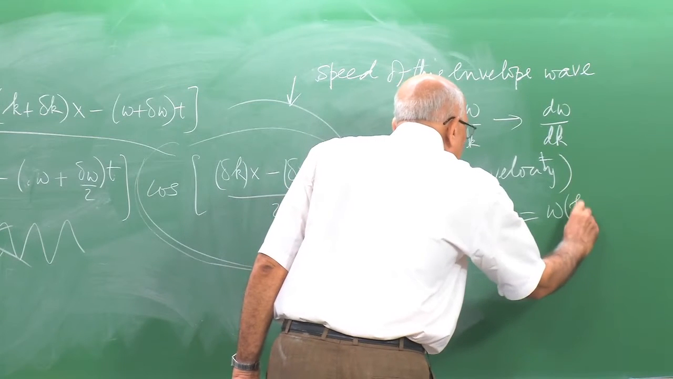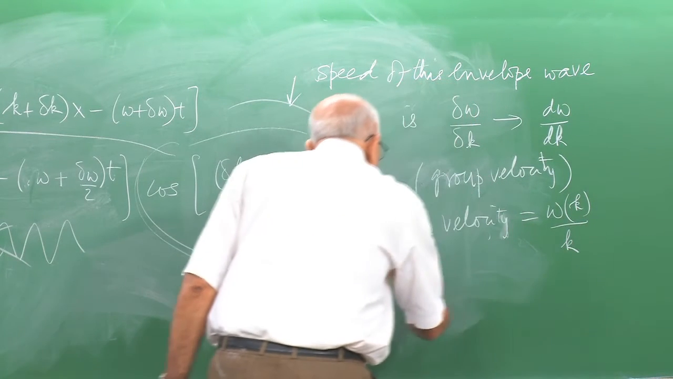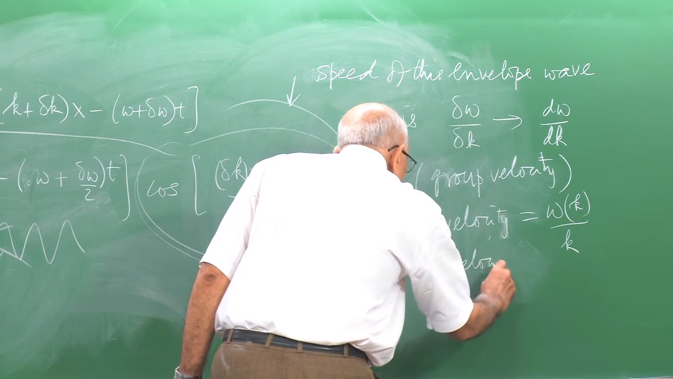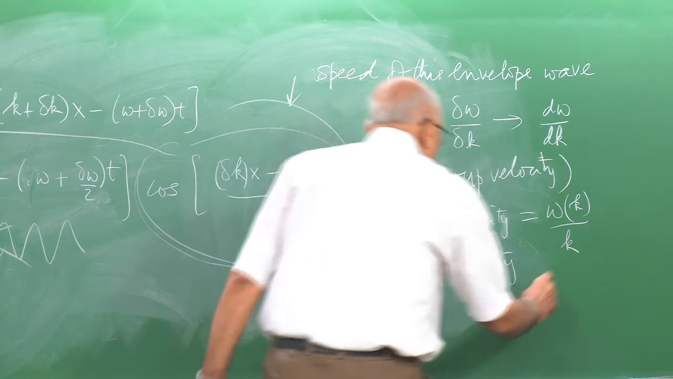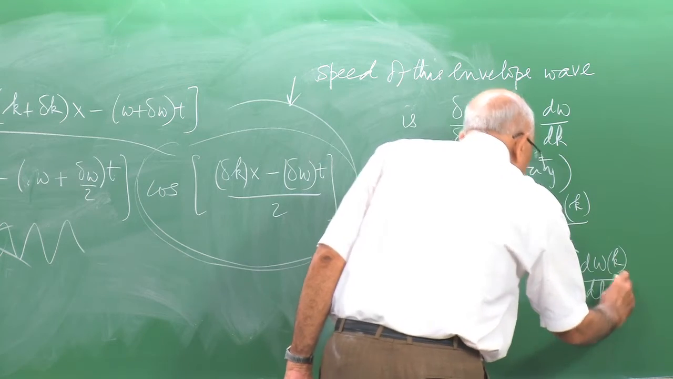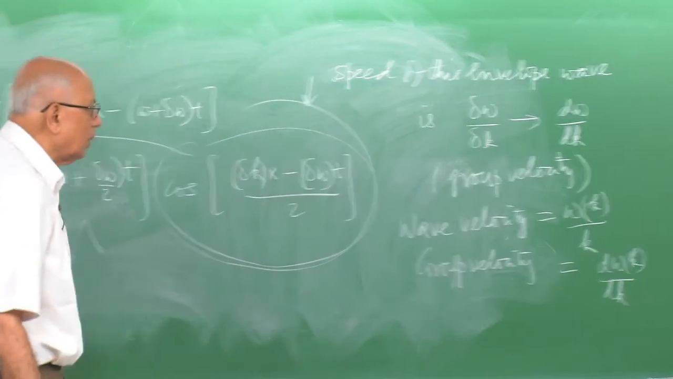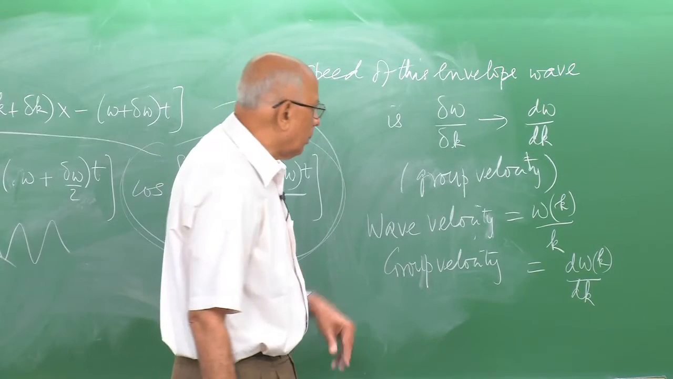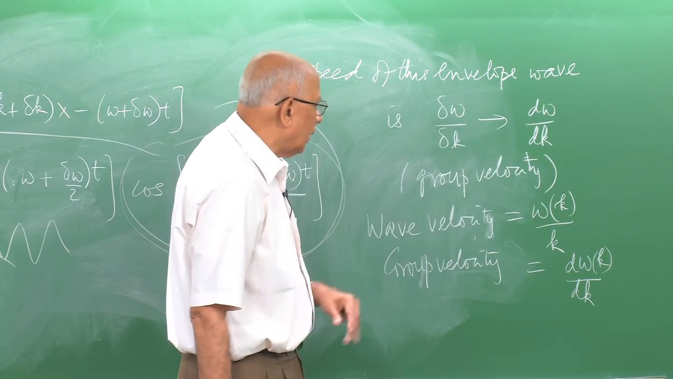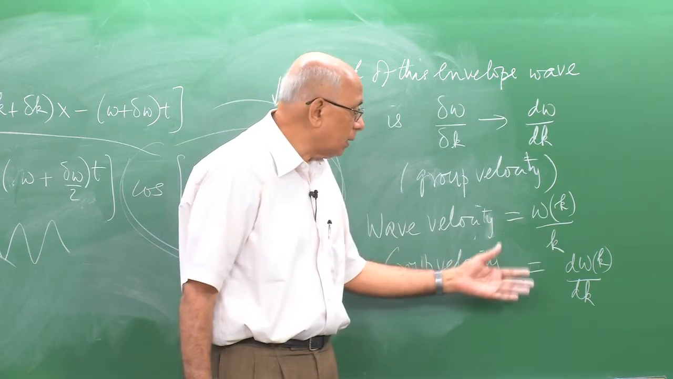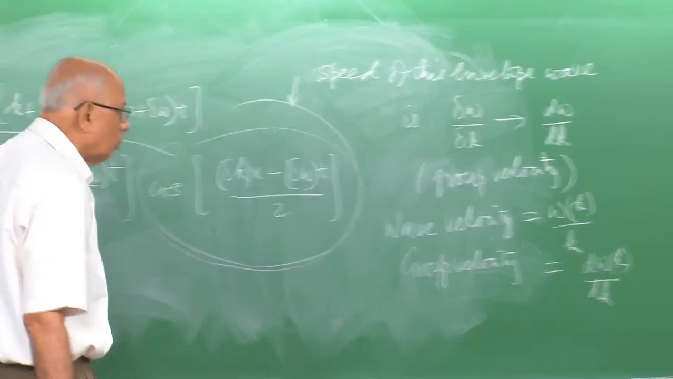is equal to omega, which in general is a function of k, over k, and the group velocity, I should really say speed, but this is the standard terminology, is d omega over dk, and these two could be very different from each other as we will see. Okay. So, if you have a single wave there is no problem, but the moment you have a whole collection of waves of different frequencies superposed, then you have both individual wave velocities, as well as a group velocity d omega by dk.